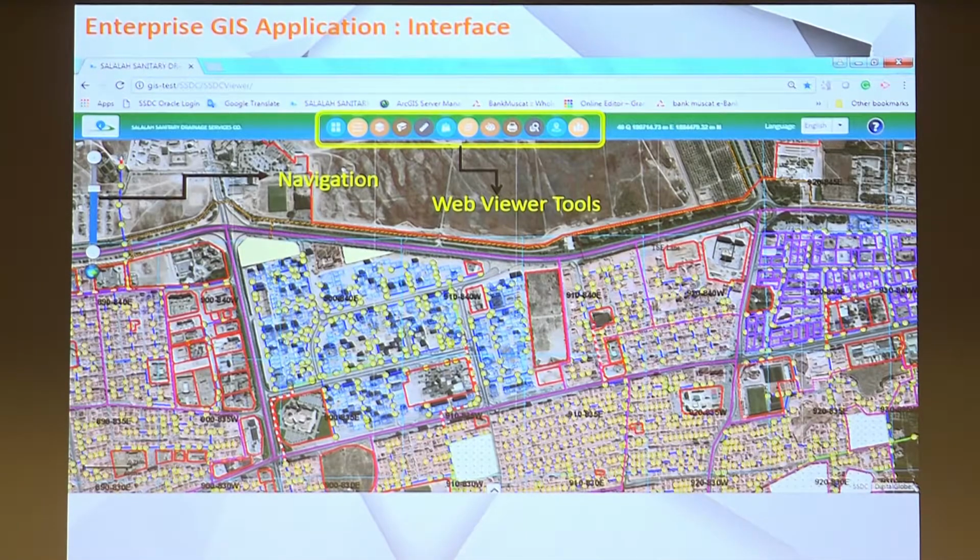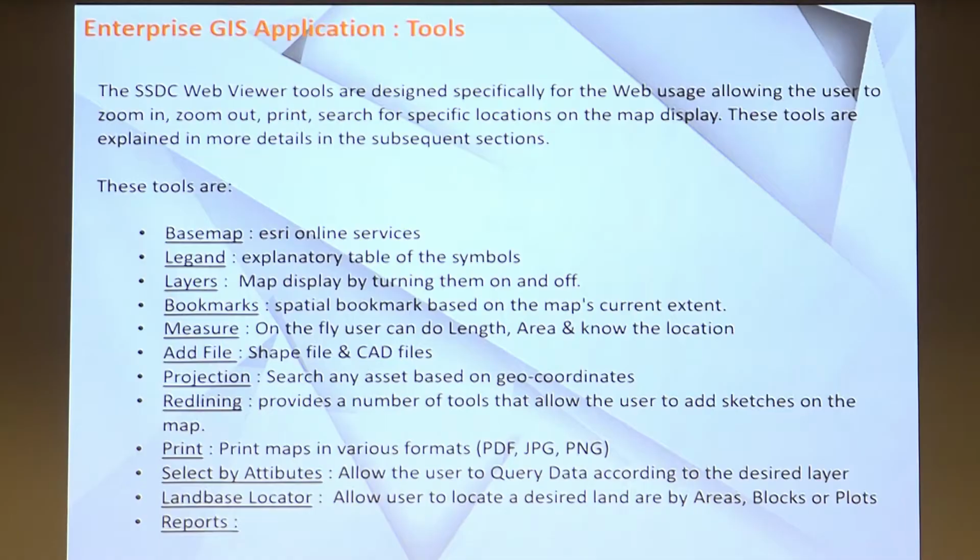So this is our interface. This is our web application where we have developed some of the tools. We have some very basic tools, like navigation, zoom in, zoom out. We have a base map where we are using the Esri online services, through which we can change the interface. Sometimes you want the satellite imagery changed to terrain or grayscale, so we can change it on the fly. Then we have Legend, which tells us the layer components and what they represent. Then we have layers, where we can switch layers on and off anytime you want, especially whenever you want to do some analysis.